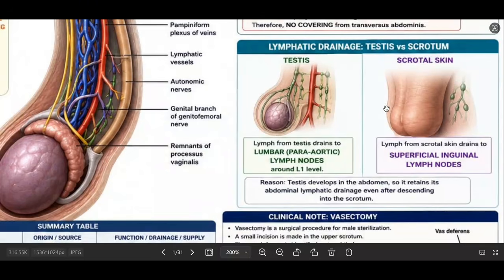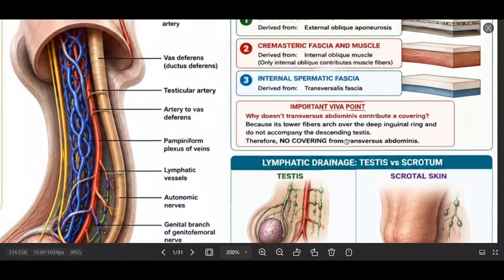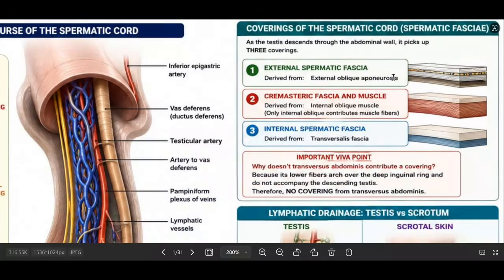Now let's move towards the coverings of the spermatic cord, or spermatic fascia, that are very important. But if you have taken all my lectures in order, then you are surely pro with these things, the coverings of the spermatic cord, because we have studied them separately when we were studying each muscle.